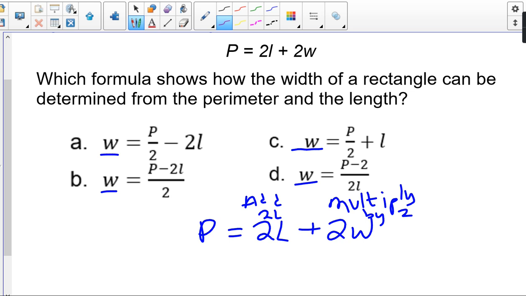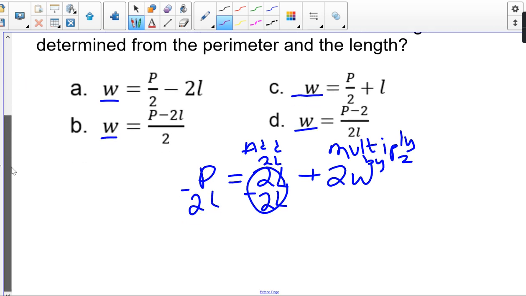I want to do the opposite. So I'm going to subtract 2L. 2L minus 2L is 0. I'll subtract 2L on the other side as well. When I do P minus 2L, I can't simplify that. That's two different variables. There's nothing I could do to simplify it, so I'm just going to write it out. P minus 2L, and on the other side, I'm left with 2W.